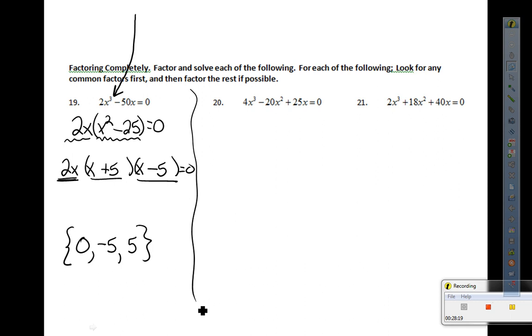Here goes your number 20. Look and see if there's anything in common first. One thing for sure, they each have an x. So I'm definitely going to factor out an x. I'm going to see if there's any number in common between a 4, 20, and 25, and there's not. So after I take out an x out of each of these, I got 4x squared minus 20x plus 25.